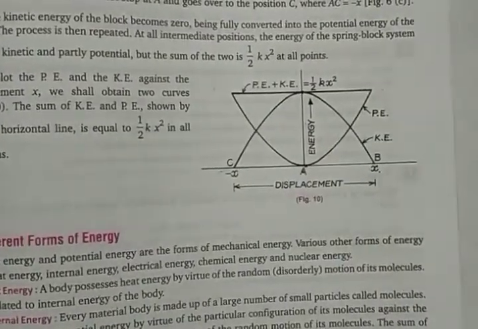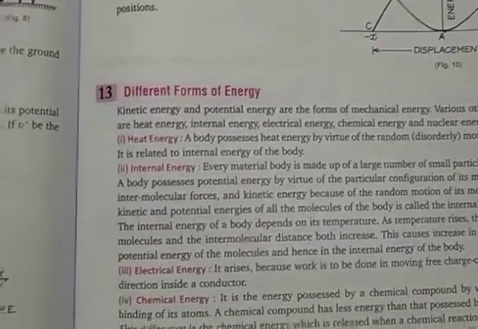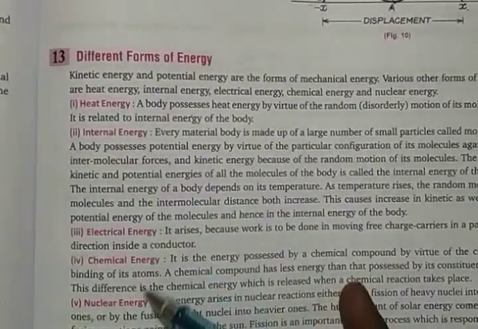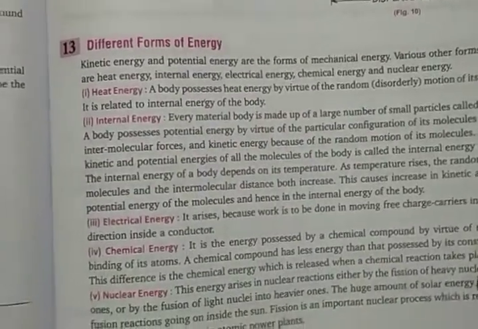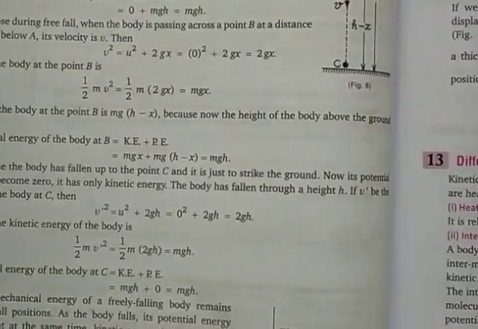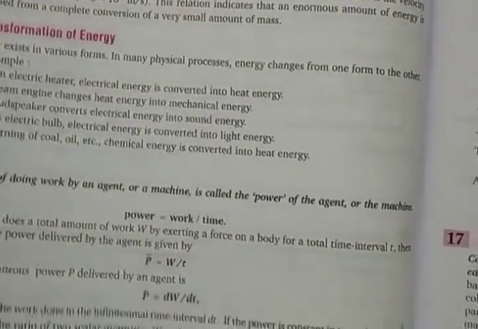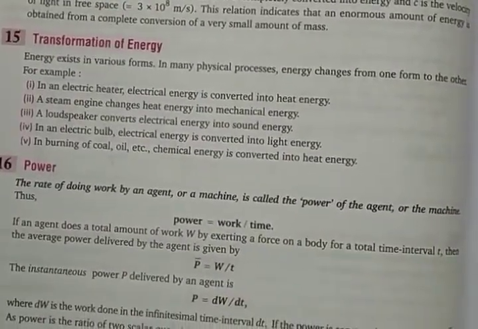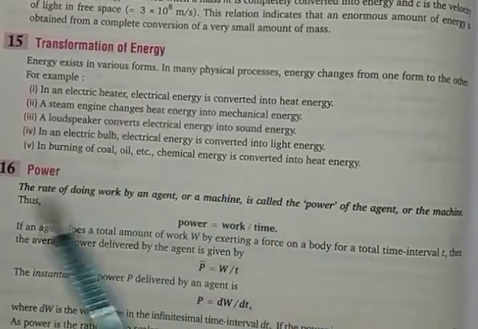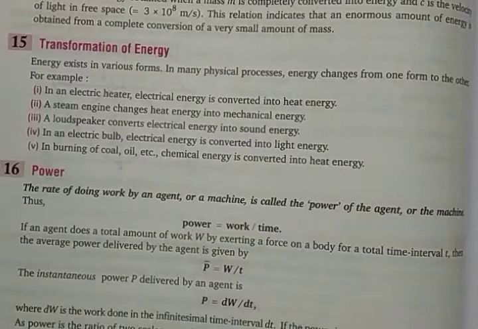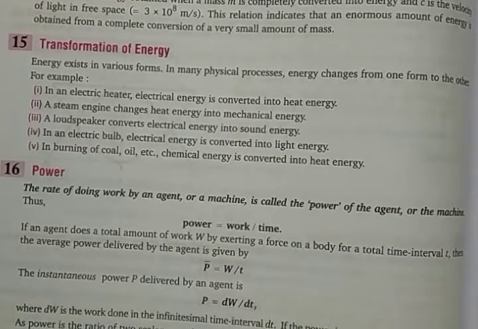Alright. So the last bit of it is here, the different forms of energy. You know, there's heat energy, internal energy, electrical energy, chemical energy. These are all things you would have studied in the lower classes. I'm not going into the details of this. And transformation of energy also, you know. Energy can be transformed. You would have studied so many examples in the lower classes, so this will not come up much here because you have done so much in the lower classes.